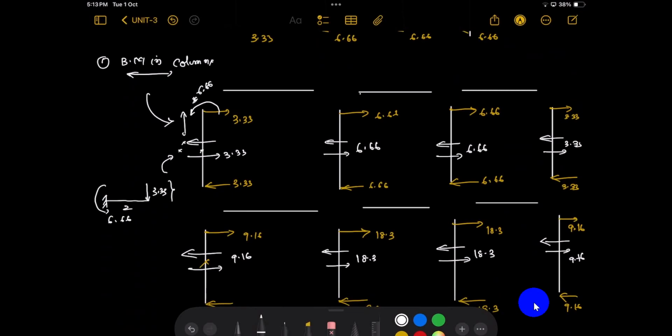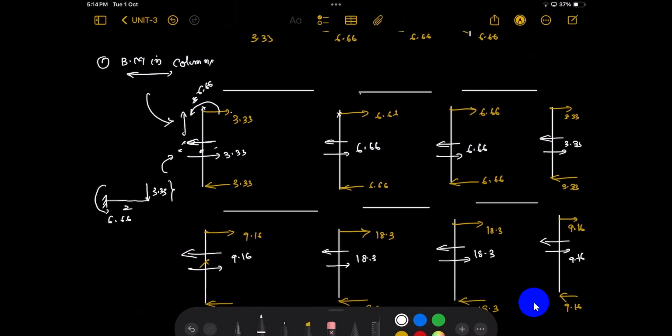There is no moment here. Don't get confused: this is the force and this is the moment. This is the force. This joint has a bending moment. There is no bending moment here because that is a hinge. Why do we assume a hinge between column and beam? We already explained this in the previous class and the introduction class. So now, what is the moment here?